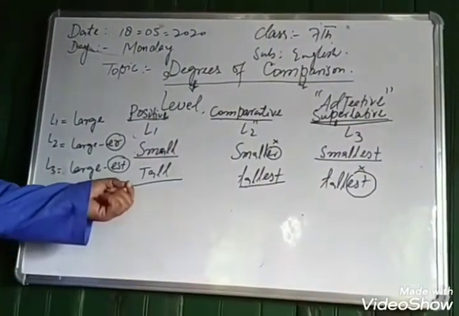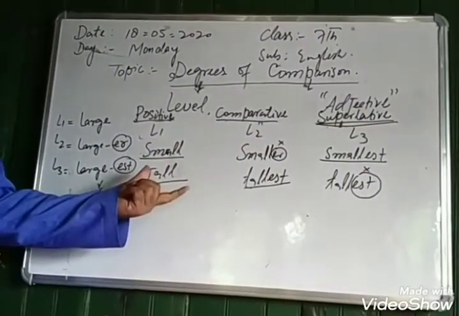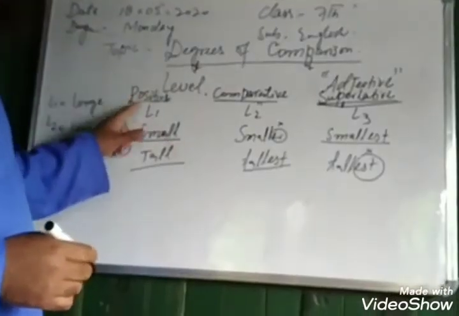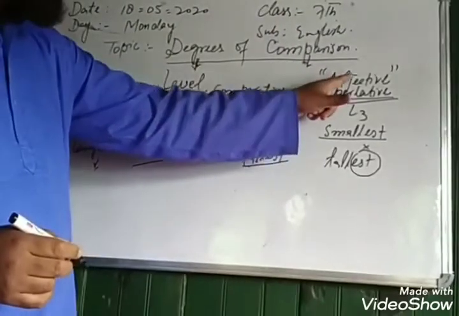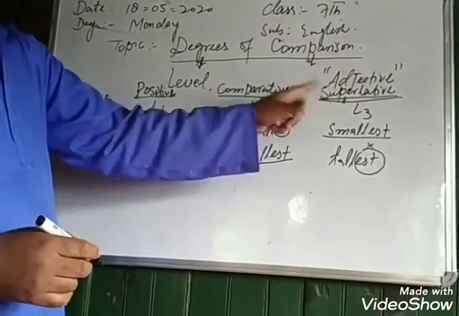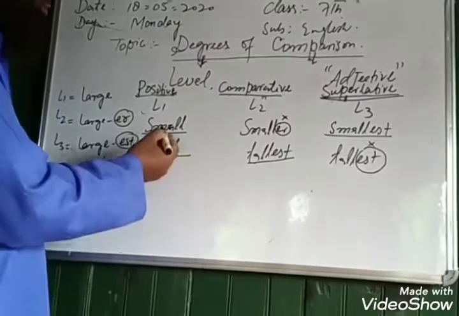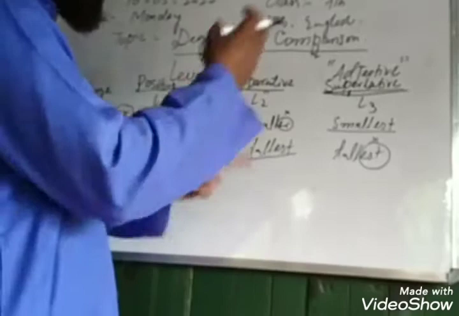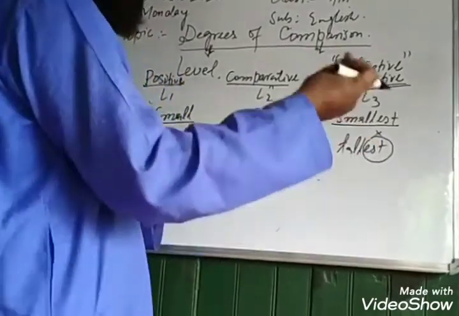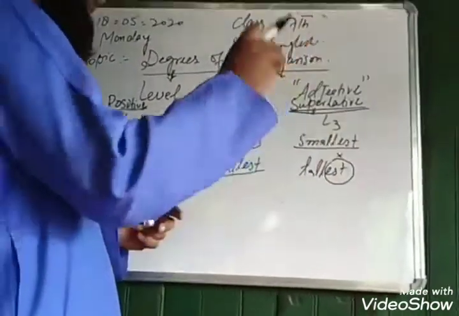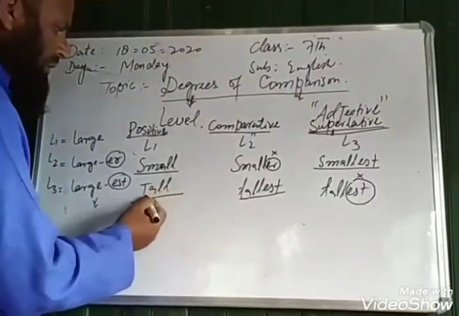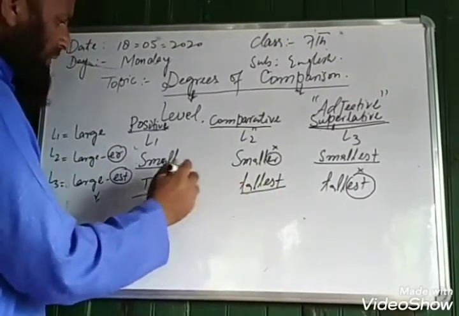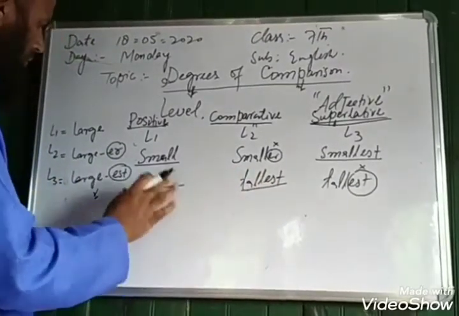So I think this is a very simple lesson for you. You should understand that positive, comparative and superlative are the degrees of adjectives, degrees of comparison. Comparison means where we compare. Small, anything small is positive. Smaller means it is smaller than something. Smallest means it is smaller than everything. Tall, taller, tallest.